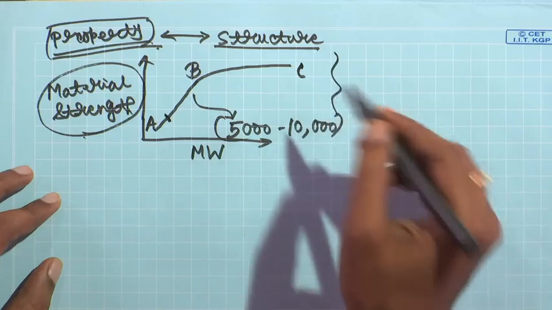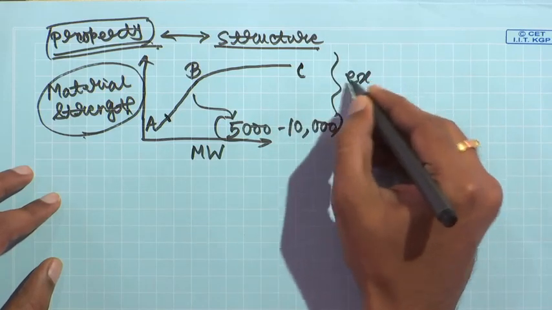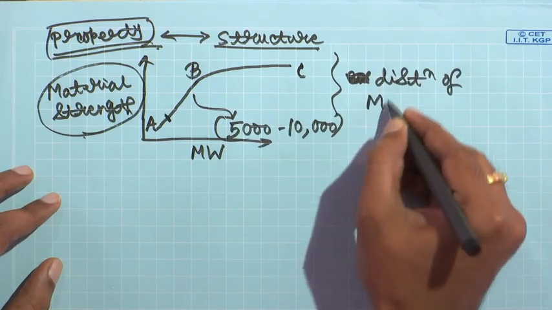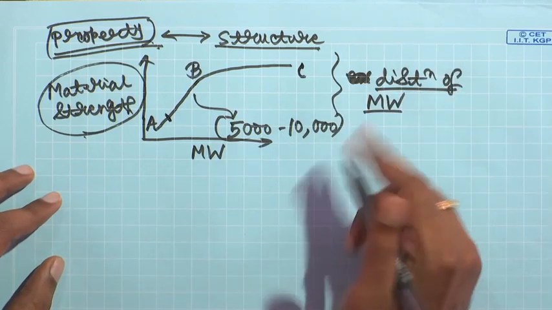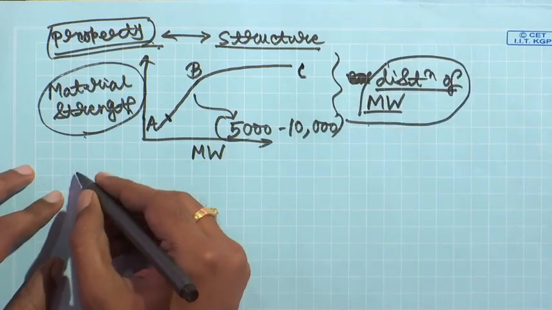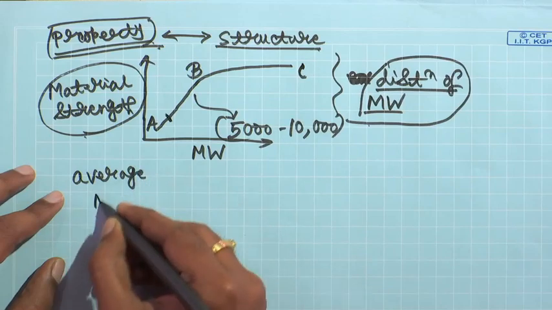So, from this discussion, it is important to understand that ultimately what we want is a distribution. We want to know what the distribution of molecular weight is in the polymer sample that we have prepared. Now, we will come to that afterwards. First, let us talk about average molecular weight.